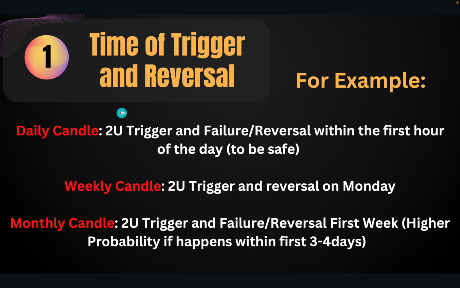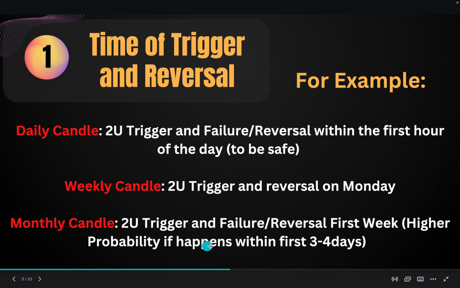So this is number one, right? Time of trigger and reversal. On the month, you want to see it within the first week. Better probability if you see it within the first 3 to 4 days. That's me thinking, all right, we could potentially go outside month.